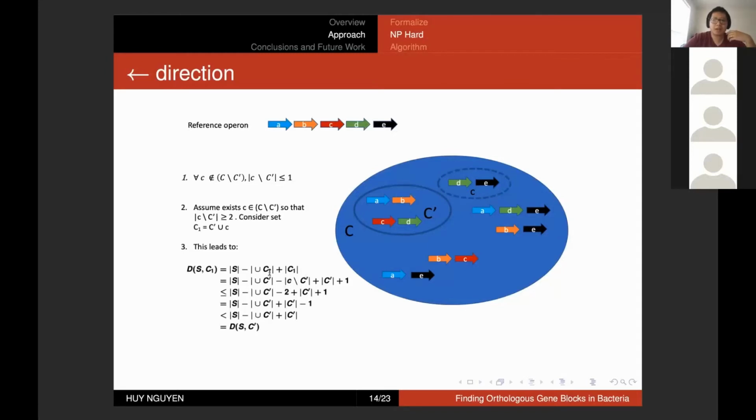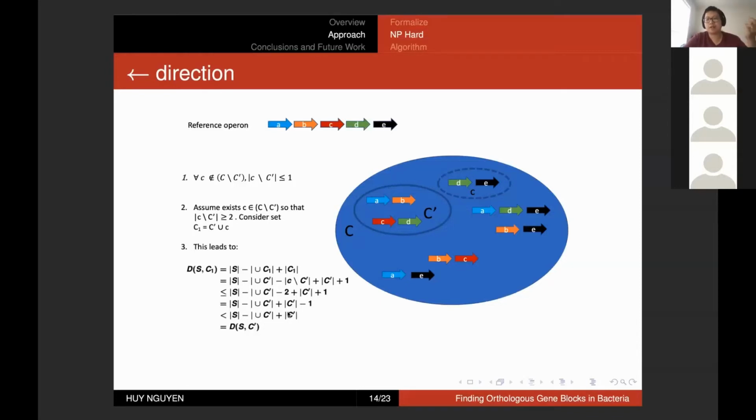The union of C1 is now basically the union of C prime plus whatever C can contribute. As we said it's at least 2, so the change in the distance term gives us less than or equal to minus 2. And the size of C1 is now the size of C prime plus 1, because C prime and C don't intersect. So negative 2 plus 1 gives you basically the distance from S to C prime minus 1, which is less than itself.